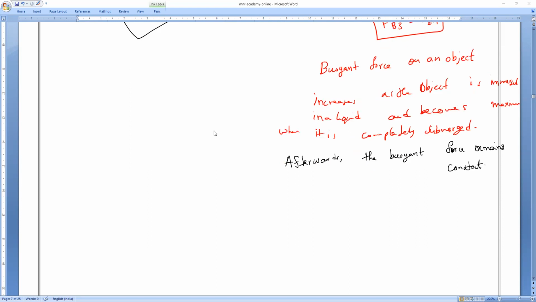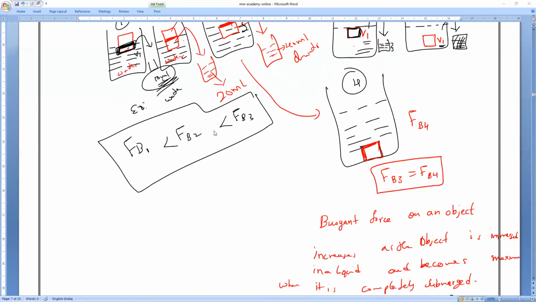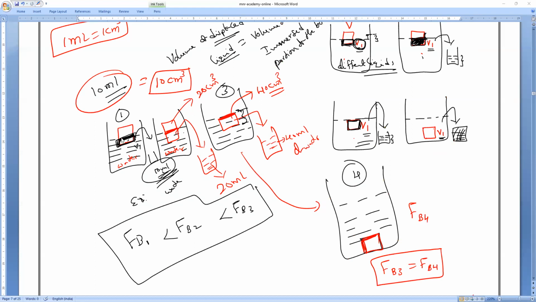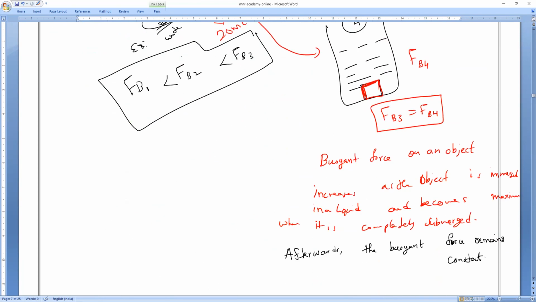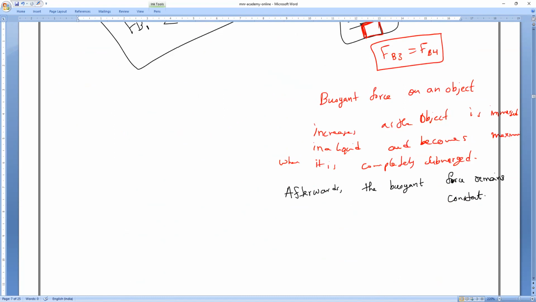So when will the body experience maximum buoyancy force, partially immersed or completely immersed? Completely immersed. And the volume of the displaced liquid is equal to what? The volume of the immersed portion, not the total volume. Okay, guys, everyone, please respond. From that we will write the buoyant force formula.